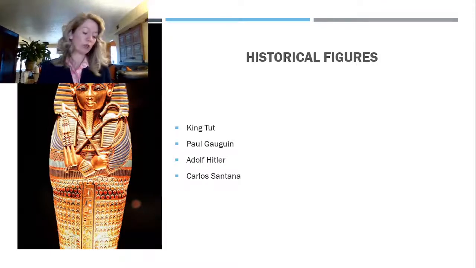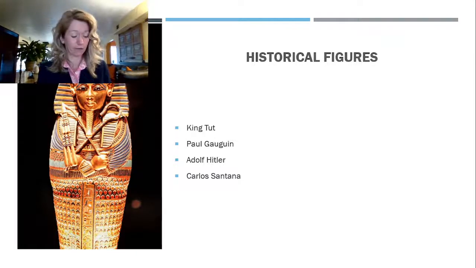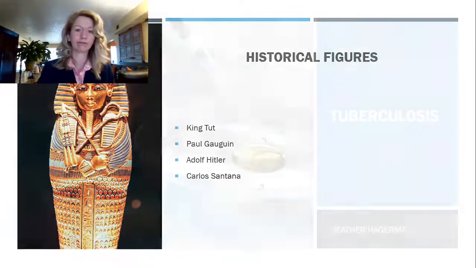In history, several key figures contracted tuberculosis. King Tut, the famous Egyptian pharaoh, his mummy reveals that he had the disease. The painter of the 1880s, Paul Gauguin, contemporary of Vincent van Gogh, passed away. He died from tuberculosis. Adolf Hitler committed suicide, but he also had tuberculosis. And fortunately, during the first part of his musical career, the renowned guitarist Carlos Santana recovered from a TB infection after 3 months of treatment.